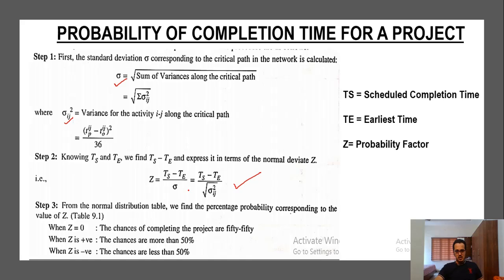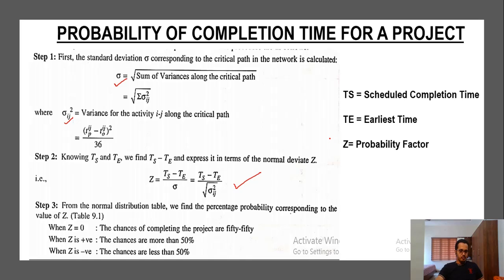Okay. So what is Ts and Te? We have the terms explained right here. Ts is a scheduled completion time. Te is the earliest time, and Z is a probability factor.